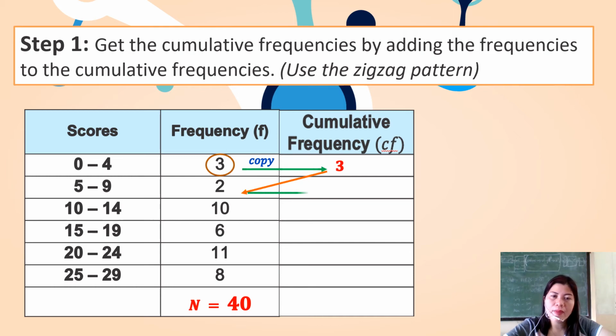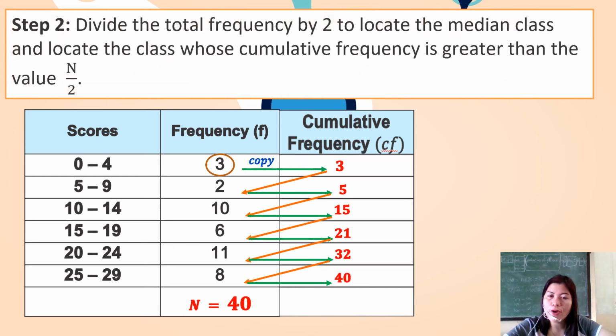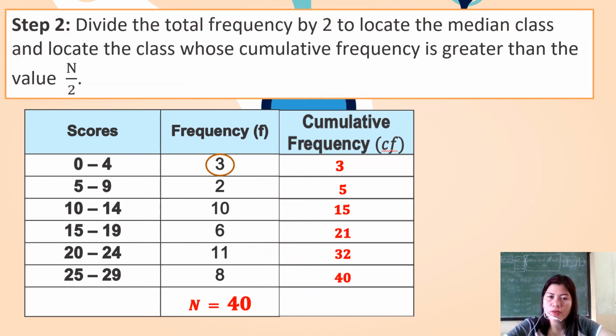And 3 plus 2, that is 5. 5 plus 10, that is 15. Then 15 plus 6, that is 21. And then 21 plus 11, this is 32. And 32 plus 8, this is 40. So this is it.